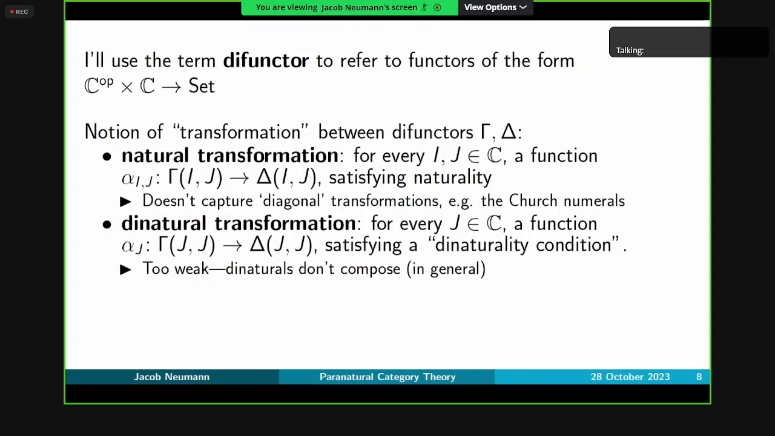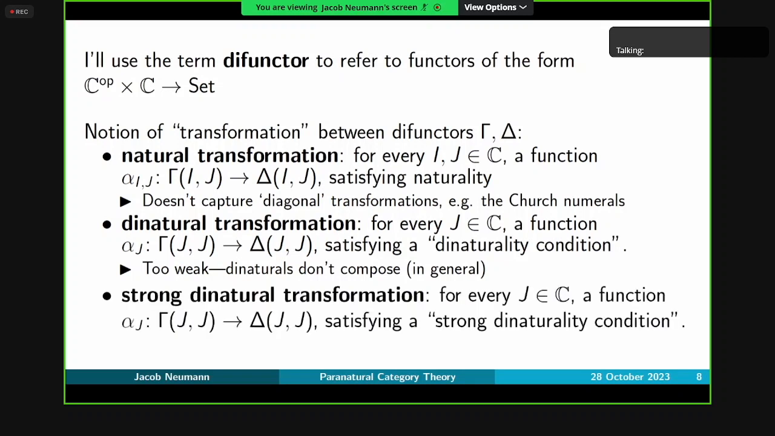But I think the most interesting class of dinatural transformations that compose, and the one that this talk is centered around, are so-called strong dinatural transformations. So a strong dinatural transformation, I'll give the definition in a second, is a particular kind of dinatural transformation. So it's the same data.